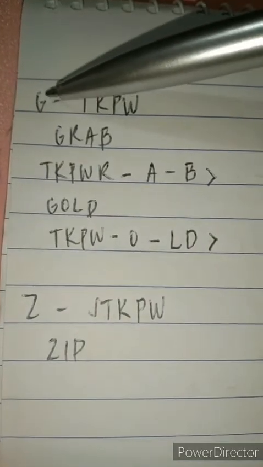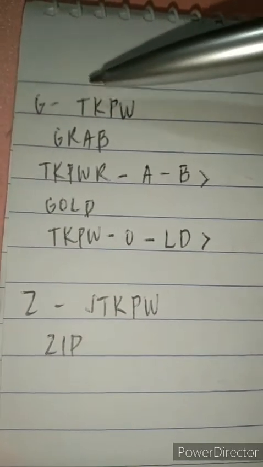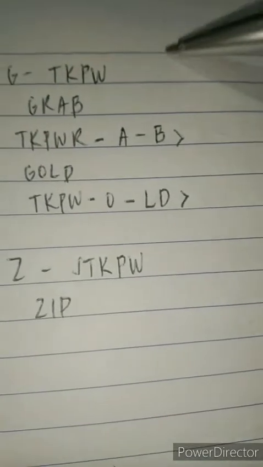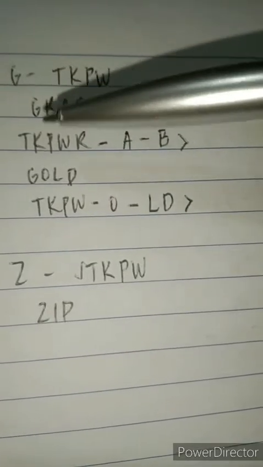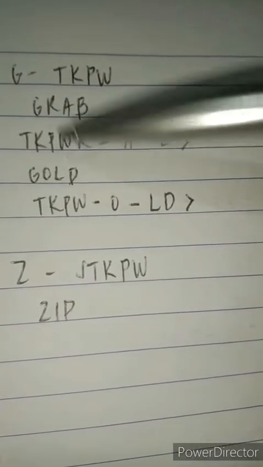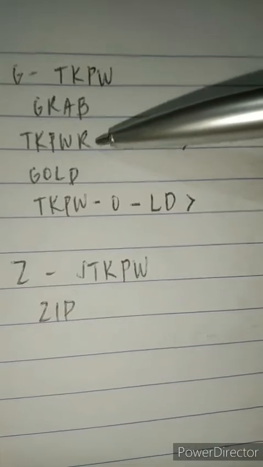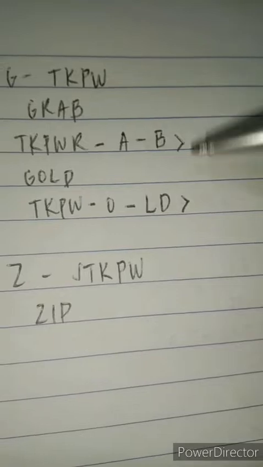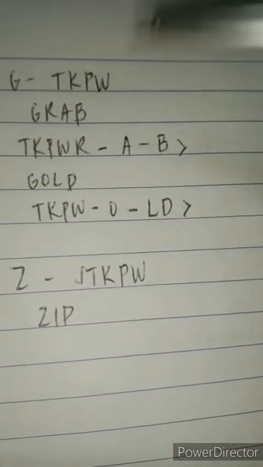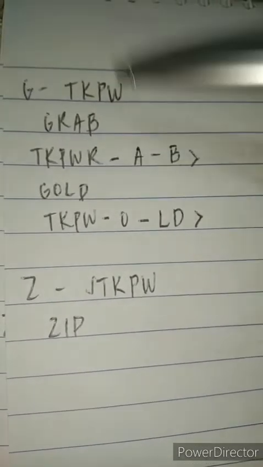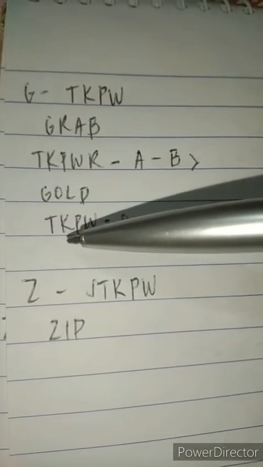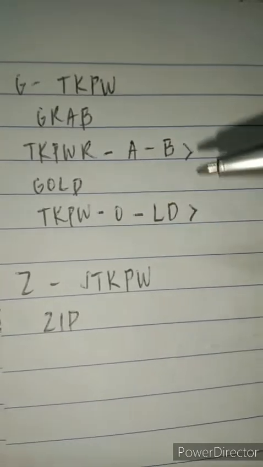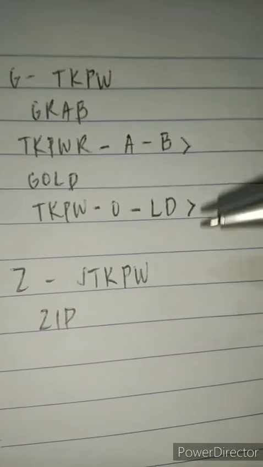And next is the letter G. G is represented by T, K, P, and W. So itong first example, the word grab. So grab, T, K, P, W for letter G, and then R, and then vowel letter A, and then ending letter B, and release. Next example, the word gold. Beginning PW, vowel letter O, ending letters LD, release.